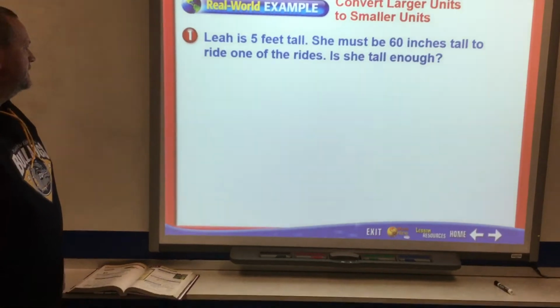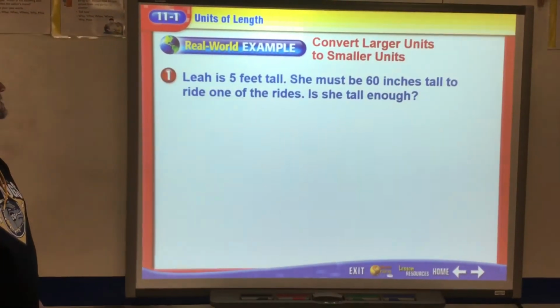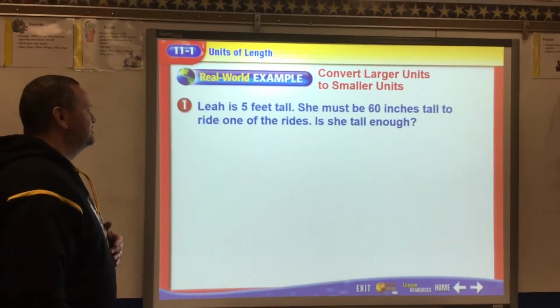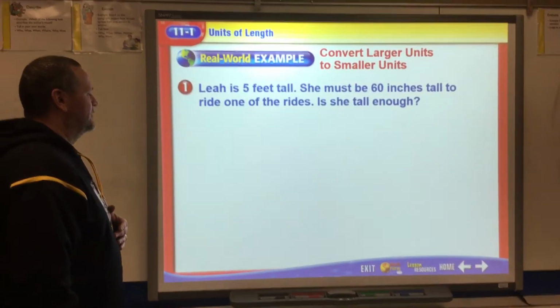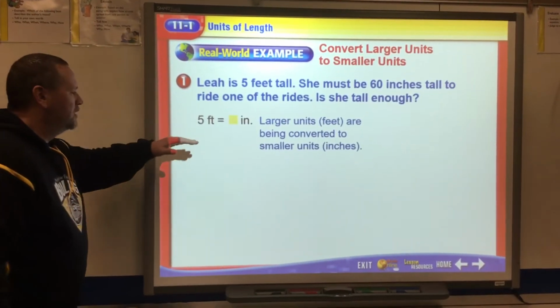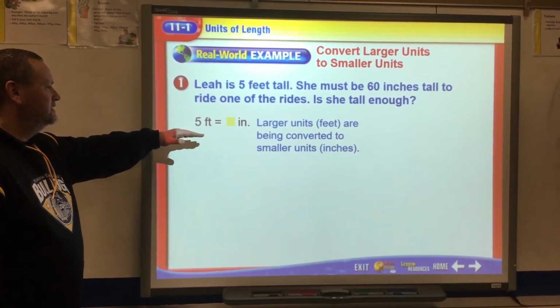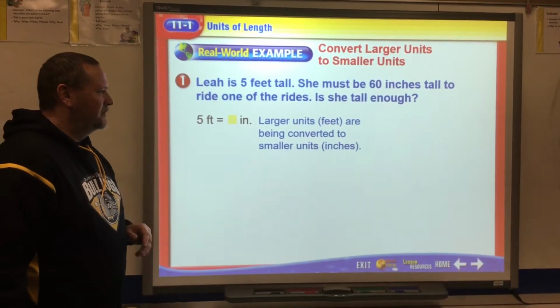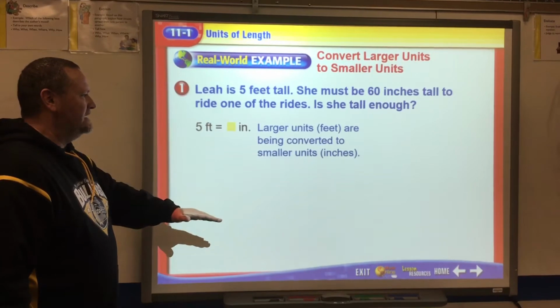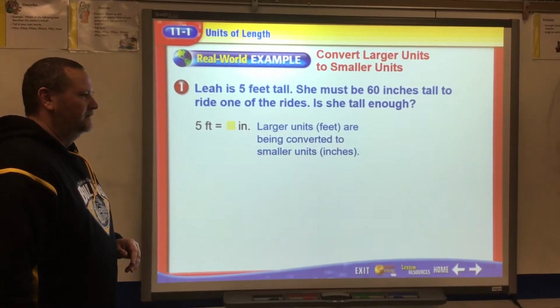All right. Leah is 5 feet tall. She must be 60 inches tall to ride one of the rides. Is she tall enough? Okay. Well, we're going from feet to inches. So if you remember the chart over on the side, if you're going from feet to inches, you're going down, so you would multiply. Okay?